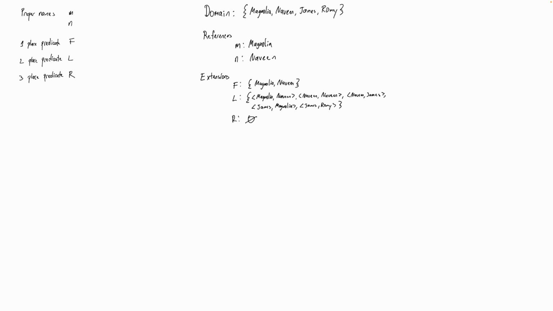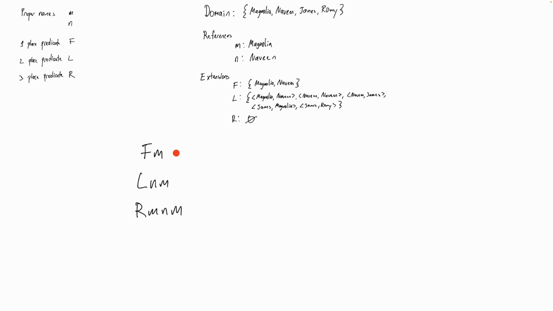Now, I said that once you construct a valuation for a language, that then determines a truth value for each and every sentence of the language. How exactly does that work, though? How exactly do we calculate the truth value of each statement once a valuation has been given? Well, start with the atomic formulas. That's when you have a k-ary predicate followed by k terms, like Fm or Lnm or Rmnm.